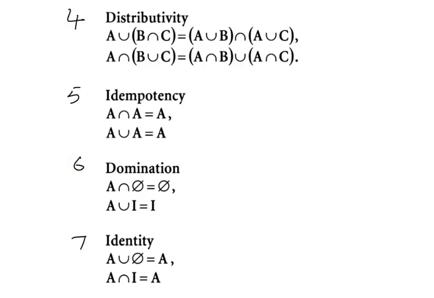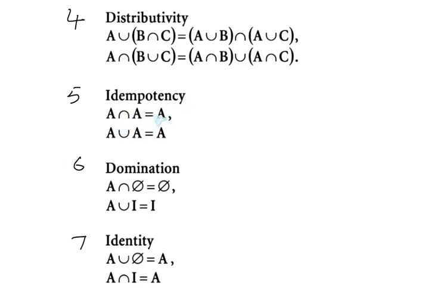Distributivity. A union (B intersection C) is equal to (A union B) intersection (A union C), and A intersection (B union C) is equal to (A intersection B) union (A intersection C).